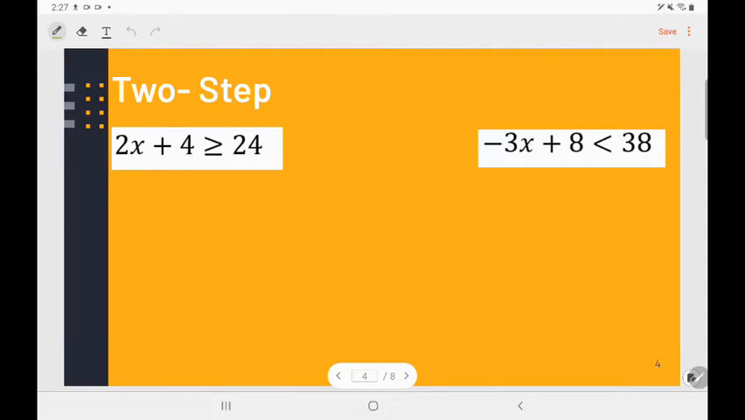Two-step equations. Let's begin by finding your variable, and I'm going to isolate it. I'm going to draw a line separating my two sides, and I'm going to continue, just like solving equations. Minus 4, 2x is greater than or equal to 20. I'm going to divide by 2 because I'm multiplying by 2. And I end up with x is greater than or equal to 10. Now, remember, I don't flip my sign because this 2 is positive.